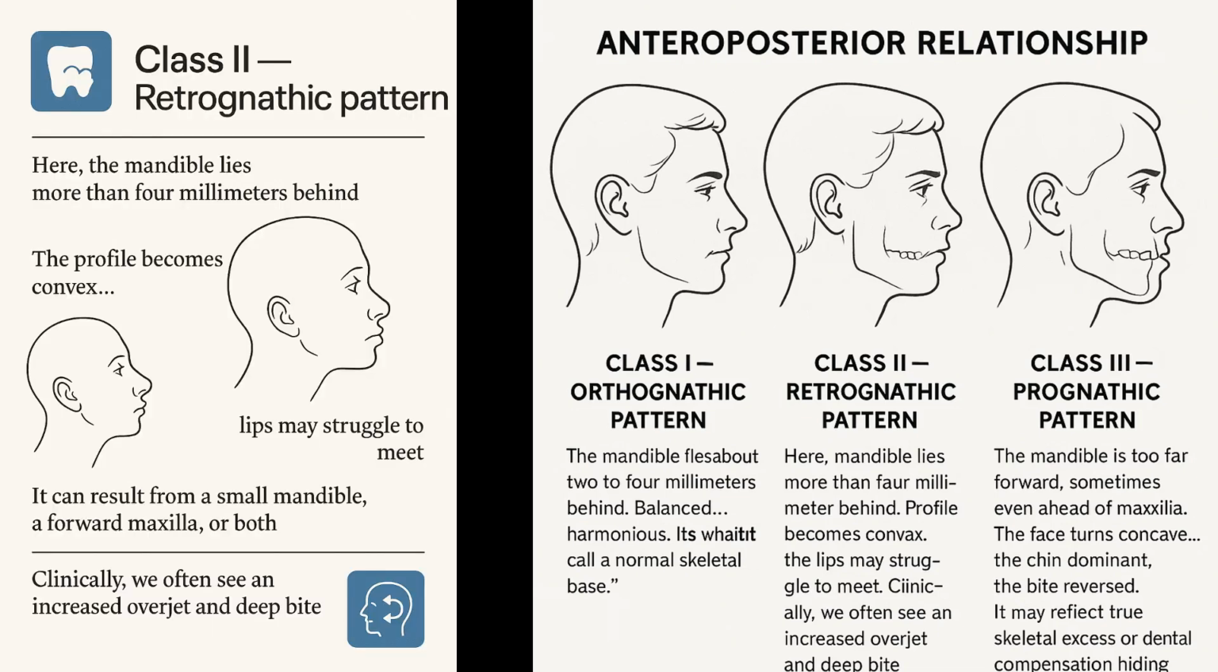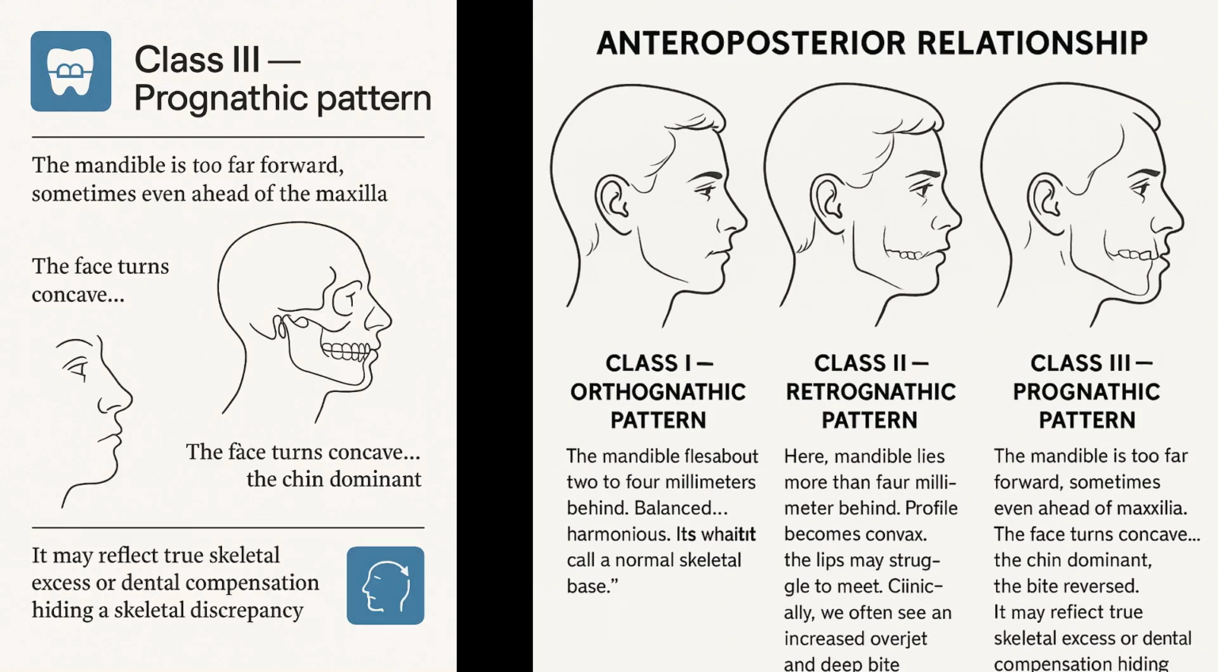Class 2. Retrognathic pattern. Here, the mandible lies more than 4 millimeters behind. The profile becomes convex, the chin retrudes, lips may struggle to meet. It can result from a small mandible, a forward maxilla, or both. Clinically, we often see an increased overjet and deep bite.